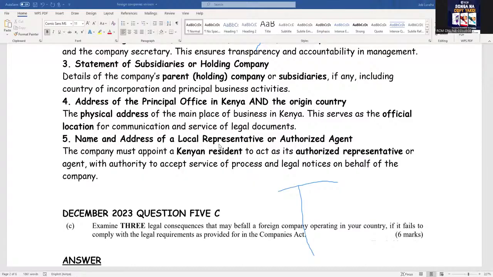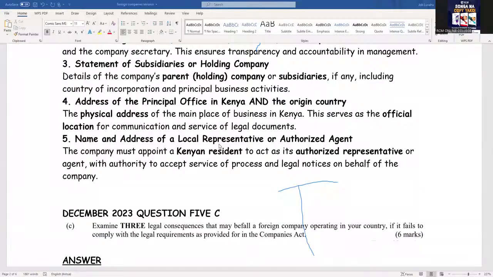It can be deregistered, and that is automatic. It can be deregistered because it's not complying. So Martha, instead of saying it can be closed down, you just say it can be deregistered by the registrar of companies, or the certificate of incorporation can be revoked or cancelled. It can be fined or penalized. There can be seizure of assets and the recovery of taxes.